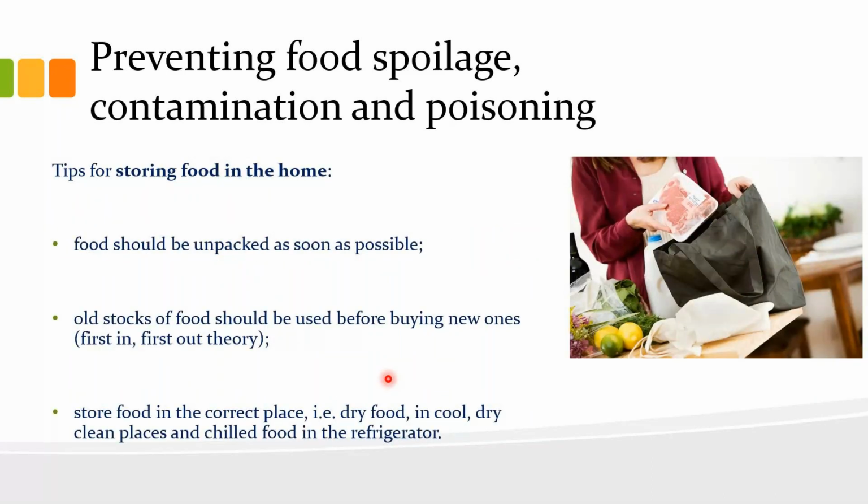Sorting of food in the home. Food should be unpacked as soon as possible. Old stocks of food should be used before buying new ones. This is the first in, first out theory, in your refrigerator: first tomato in, first tomato out; first cucumber in, first cucumber out. Store food in the correct place: dry food in cool, dry, clean places, and chilled food in the refrigerator.